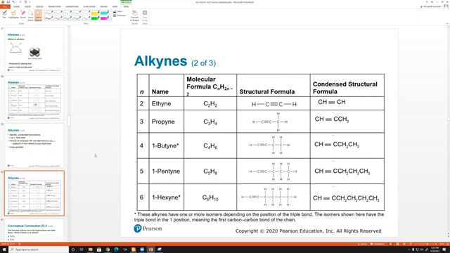Same rules apply where this triple bond could move, or it could not. It could be anywhere in the structure you're looking at, so not normally on the end. It could be 2-butyne, 2-pentyne, or 2-hexyne also.